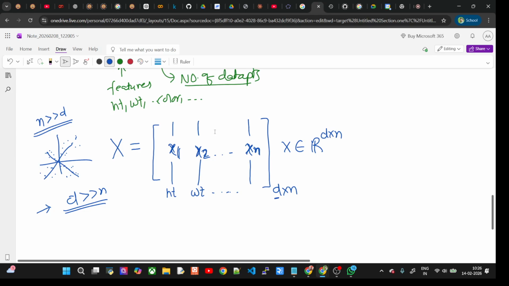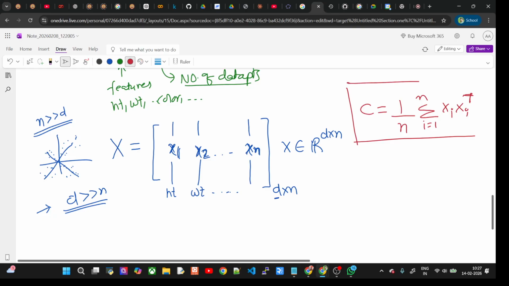Now we understood that capital X is the matrix where we are putting all the data. And we also know that the covariance matrix C is equal to 1 over n, summation of i equal to 1 to n, xi into xi transpose. We have been going through this point from day one. I will write a small xi so you will understand, because this xi means this feature: height, weight, and these features. Xi into xi transpose, this is the covariance matrix.